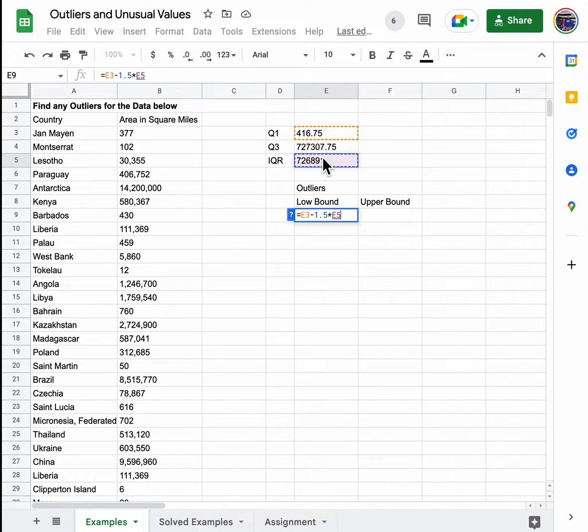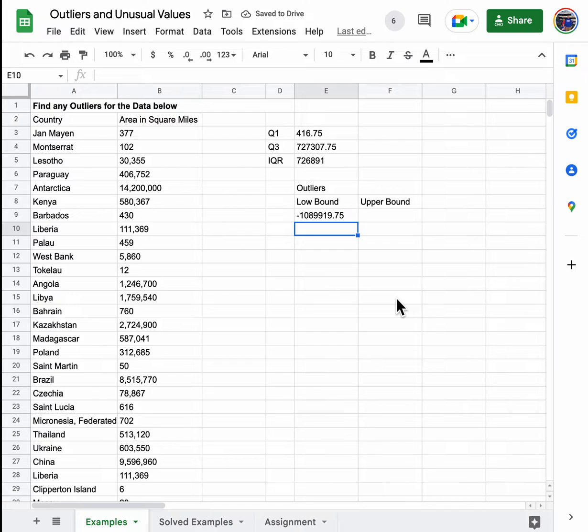All right, E3 minus 1.5 the IQR. So Q1 is E3 minus 1.5, and 1.5 is always there. The IQR I have stored into E5, so minus 1.5 times E5. And again, you could type on it or you can click it. If you're having trouble with the clicking, I know people have, then that could be an issue. So I'm going to hit enter, and I have my low bound for outliers.